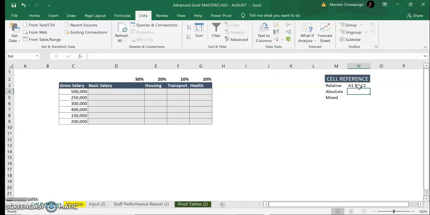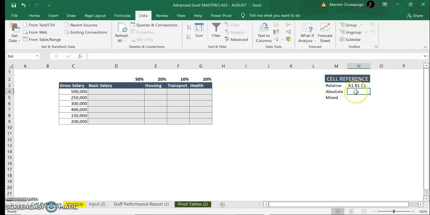Absolute cell references are constant cell references. These are the cell references that don't move with the formula. When the formula is moving, they remain constant. We call it absolute cell reference. And how do you make your cell reference absolute in Excel? You add your dollar sign by pressing the function key F4.